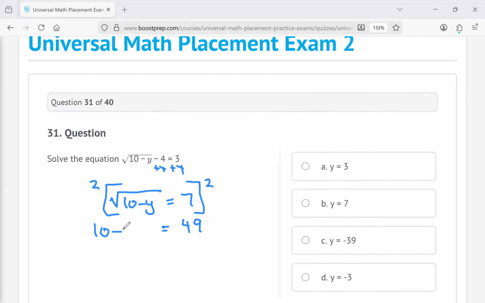You're left with 10 minus y. But then you solve for y, so you subtract 10 from both sides. 49 minus 10 is 39, and get rid of this minus, so y equals -39.